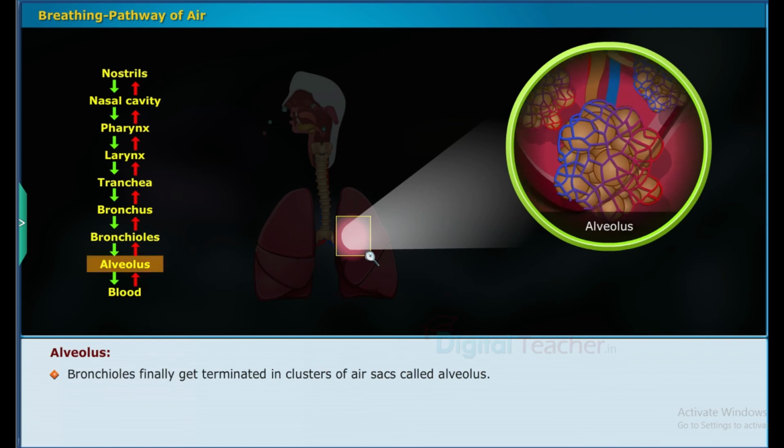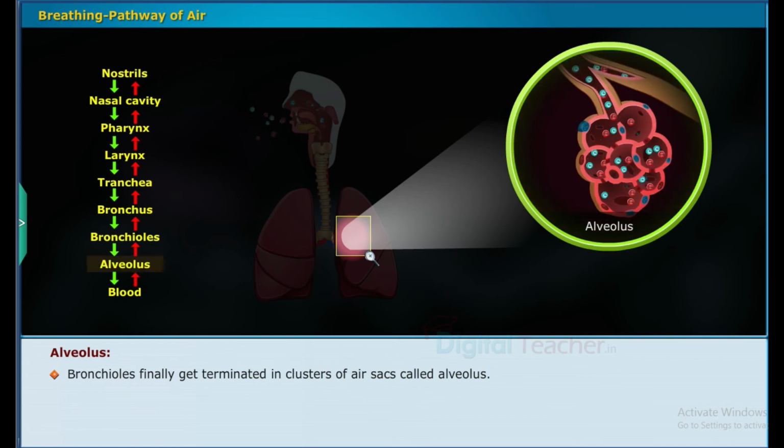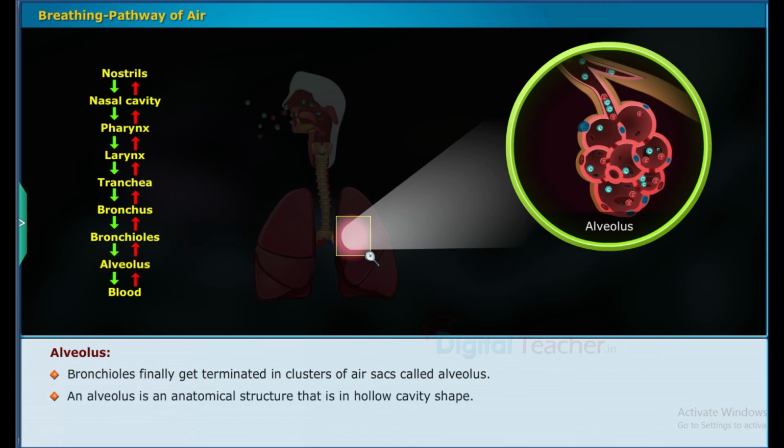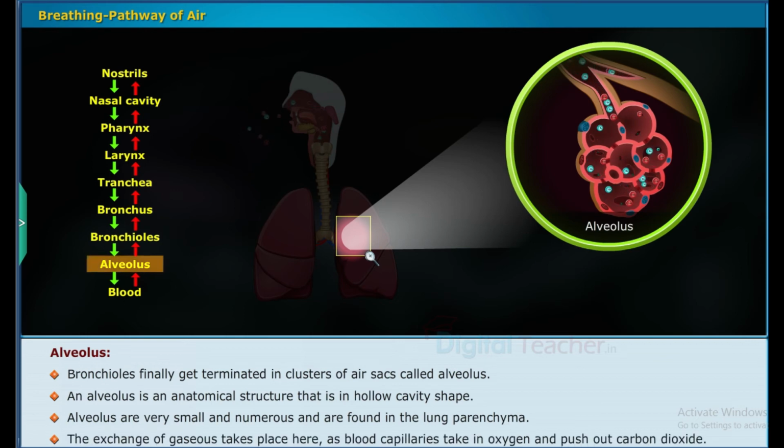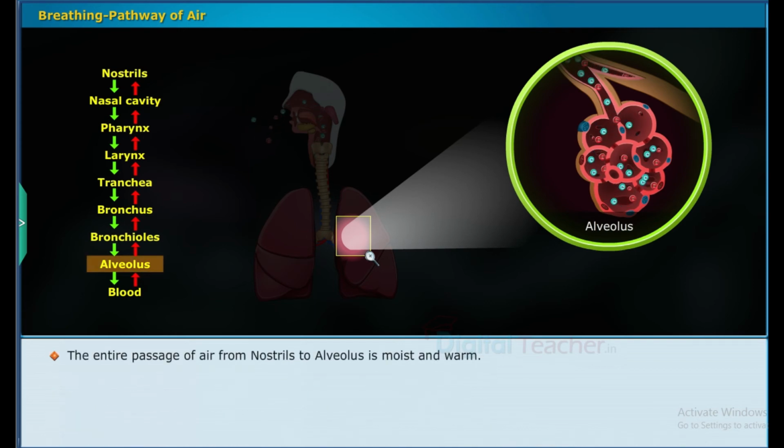Alveolus. Bronchioles finally get terminated in clusters of air sacs called alveolus. An alveolus is an anatomical structure in the shape of a hollow cavity. Alveolus are very small and numerous and are found in the lung parenchyma. The exchange of gases takes place here as blood capillaries take in oxygen and push out carbon dioxide. The entire passage of air from nostrils to alveolus is moist and warm.